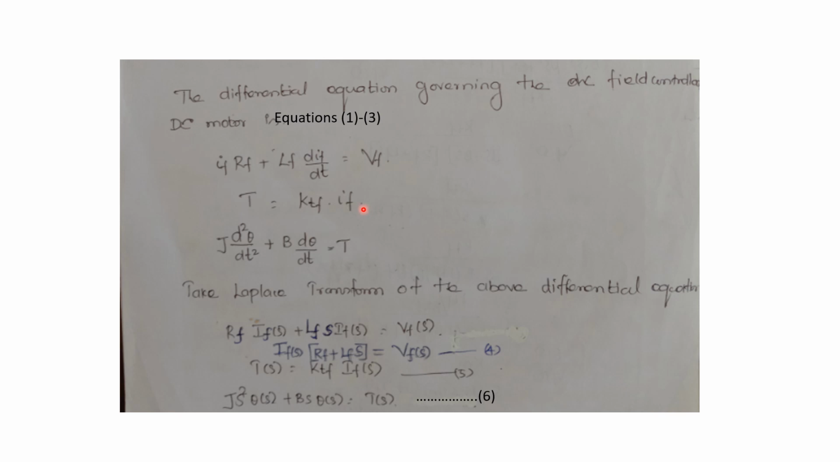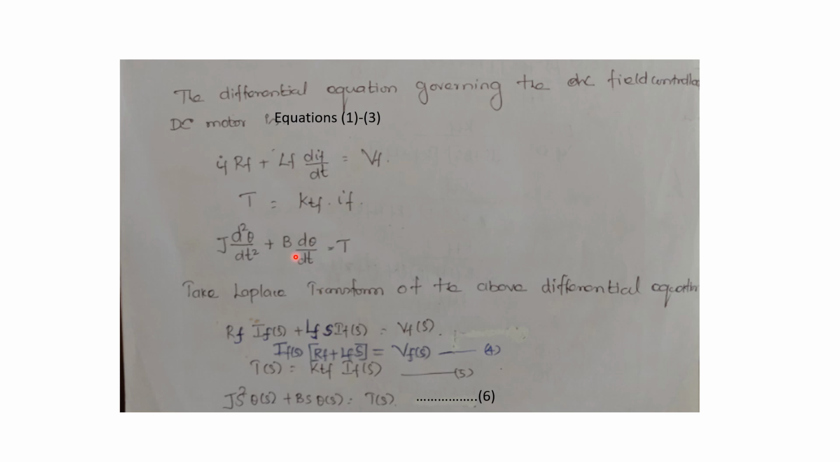Then we have to find the Laplace transform of the second equation. This is a torque. While finding the Laplace transform, it will be capital T of S. Then KTF is a torque constant. Then iF will be a function of time, i suffix F, so it becomes capital IF of S.